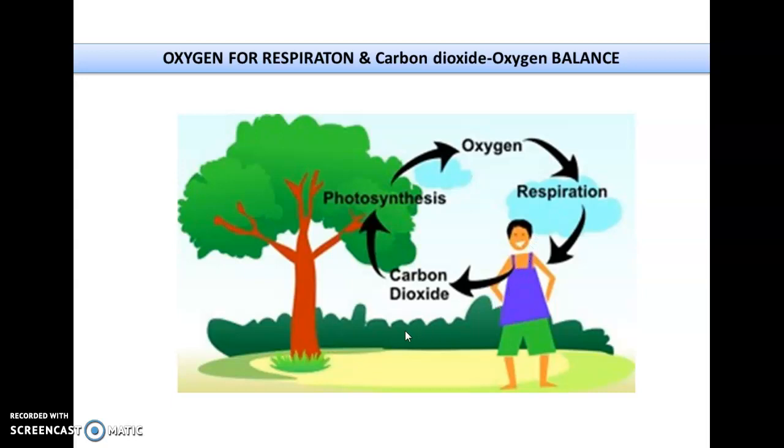In the same picture we can find there is a balance between oxygen and carbon dioxide, right? All human beings inhale oxygen from the atmosphere through the process called respiration and release or expel carbon dioxide, which is absorbed by plants to perform photosynthesis. In this way, carbon dioxide and oxygen are balanced in the atmosphere.